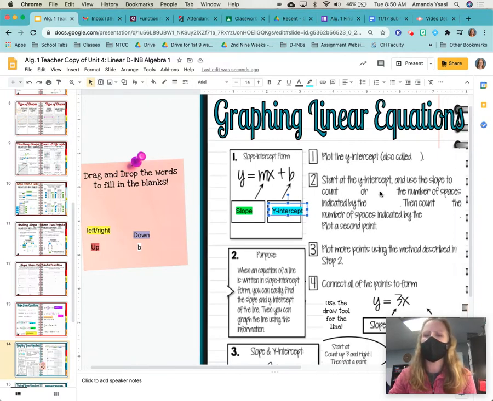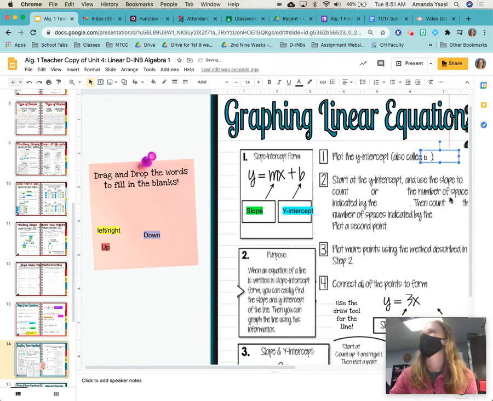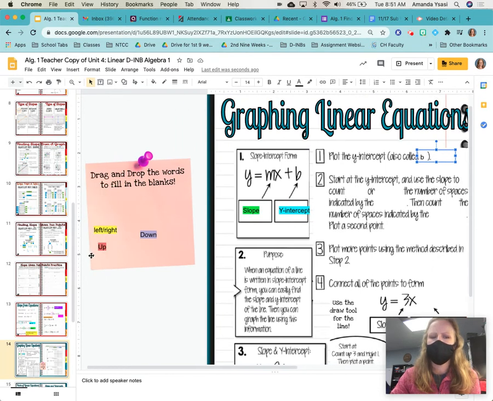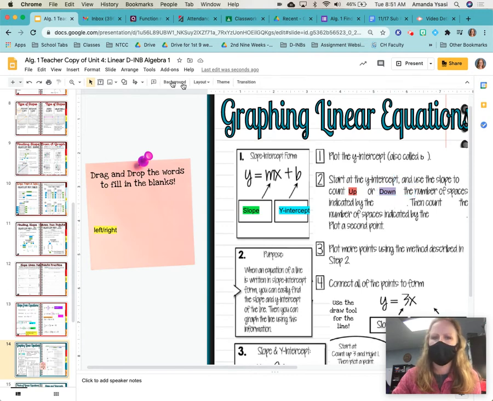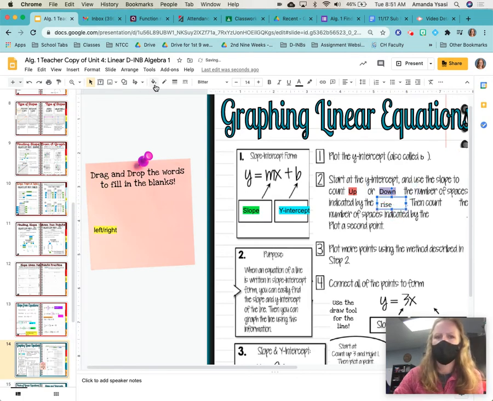So number 1, plot the y-intercept, also called the b. Drag and drop b over here. Start at the y-intercept and use the slope to count up or down. So you're going to start at your y-intercept and then either go up or down depending on what is indicated by your slope, which is your rise. I need to add in a text box. Indicated by the rise. I'm going to color this text box too.